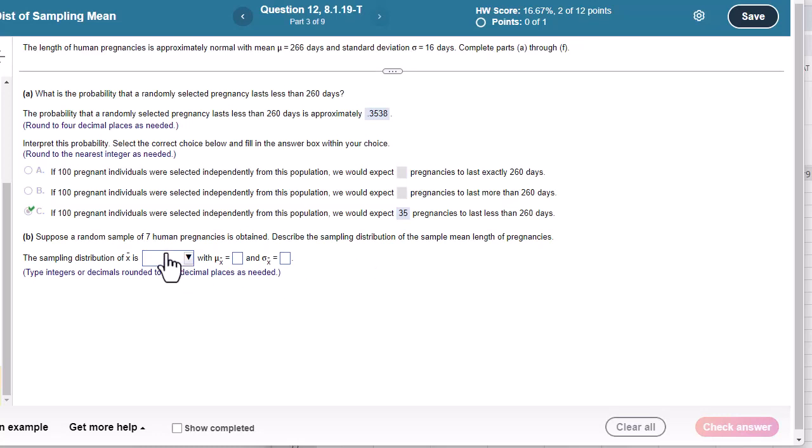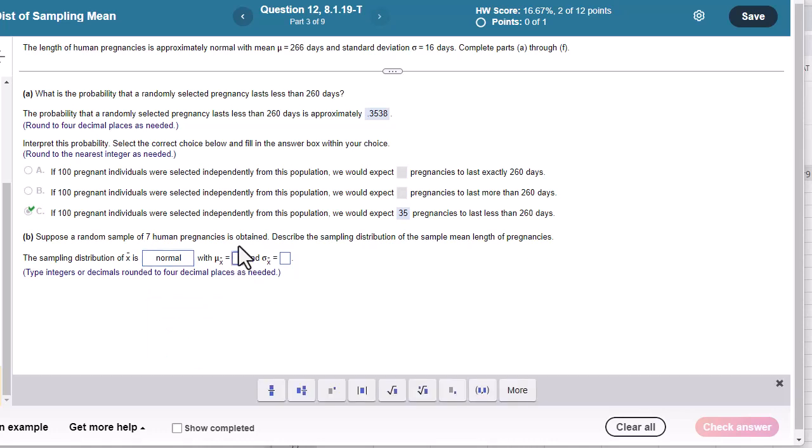Now suppose a random sample of 7 human pregnancies is obtained. Describe the sampling distribution of the sample mean length of pregnancies. Okay, so it says that the underlying population is normal, so we don't have to worry about the sample size requirement. This is going to be normal with the mean equal to the population mean, 266.